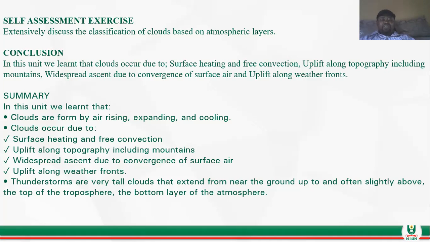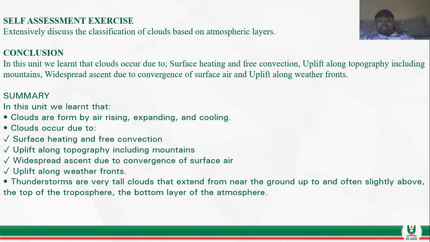Then in summary, in this unit, we learned that clouds are formed by air rising, expanding, and cooling. Then clouds occur due to one, surface heating and free convection. Two, uplift along topography, including mountains. Are we together? Then widespread ascent due to convergence of surface air, as we said, and uplift along weather fronts.